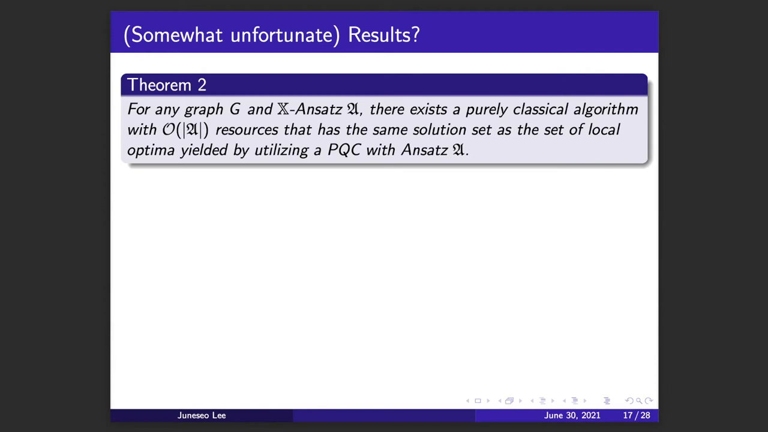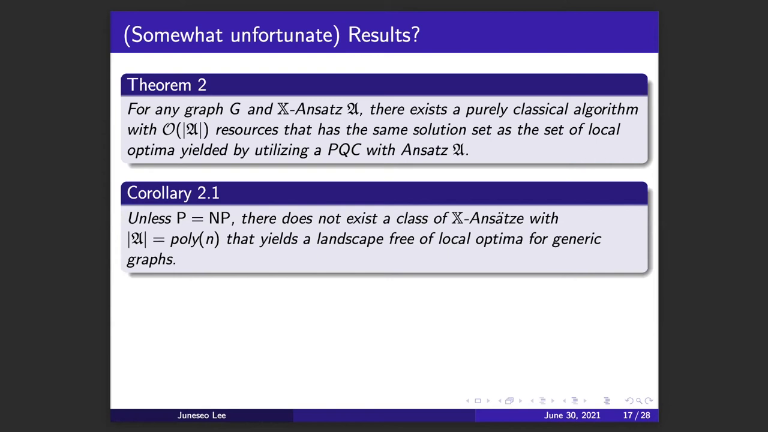But anyway, what this theorem gives us is that since MaxCut is NP-hard, unless P equals NP, there does not exist a class of polynomially sized X ansatz that yields a landscape free of local optima for generic graphs. And basically, you can show this by showing the contrapositive: if there were a polynomially sized X ansatz yielding a landscape free of local optima, this algorithm would only have the global minimum as its solution set, meaning a purely classical algorithm would find the global minimum using polynomially many resources, which would mean P equals NP, which is a contradiction.